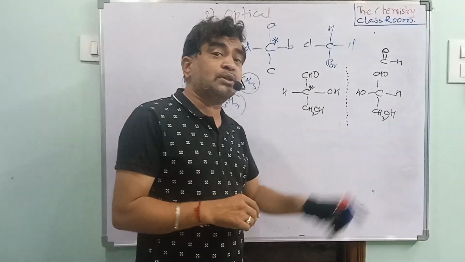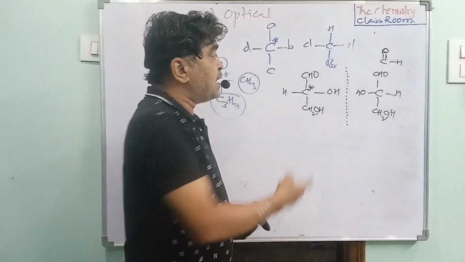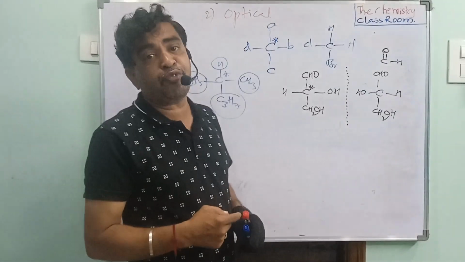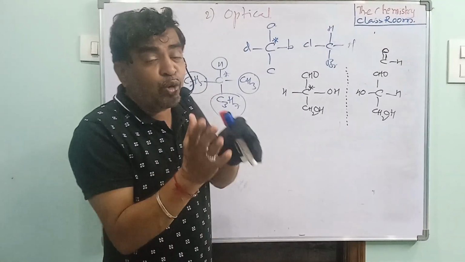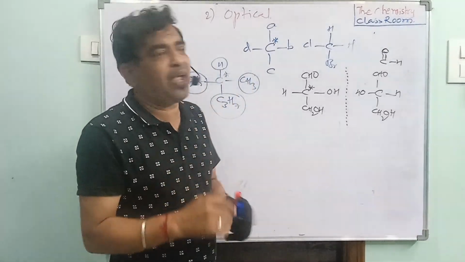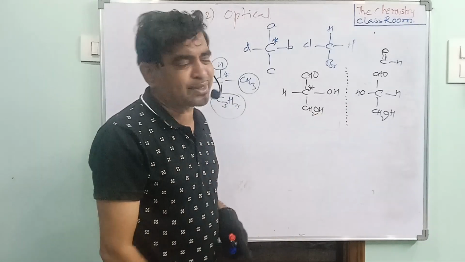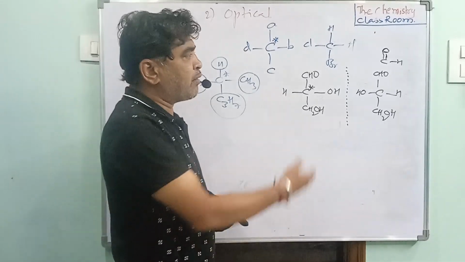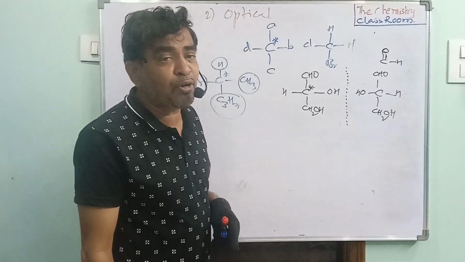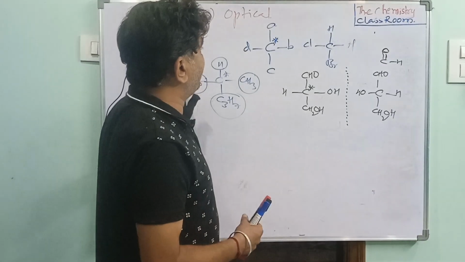So how do the two compounds differ? They are not identical, because the spatial arrangement is different, and they rotate the light in opposite ways. One rotates to the right side and the other rotates to the left side. That's why the two are called optical isomers. They are also called enantiomers.